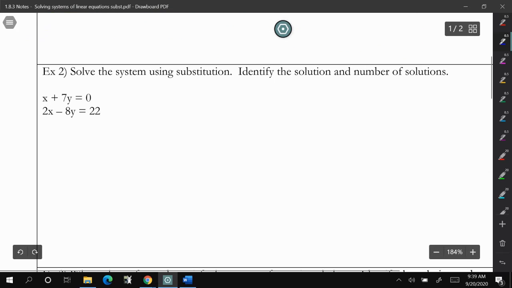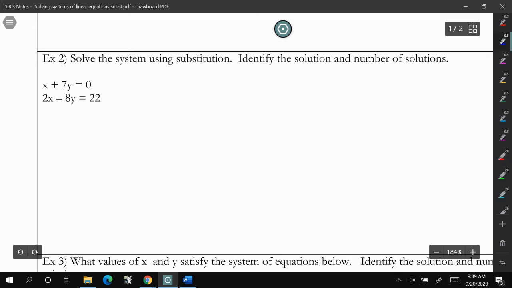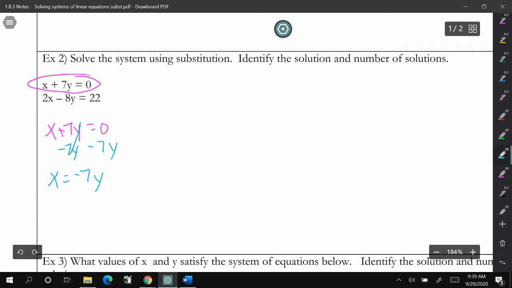Now if we look at number 2, notice neither equation has a variable by itself. So what I'm going to do is work with the top equation, because I can see that if I subtract 7y from both sides, I get x equals negative 7y. So now I can substitute this in for x. It says x equals negative 7y. So that's why I'm going to replace x with negative 7y.